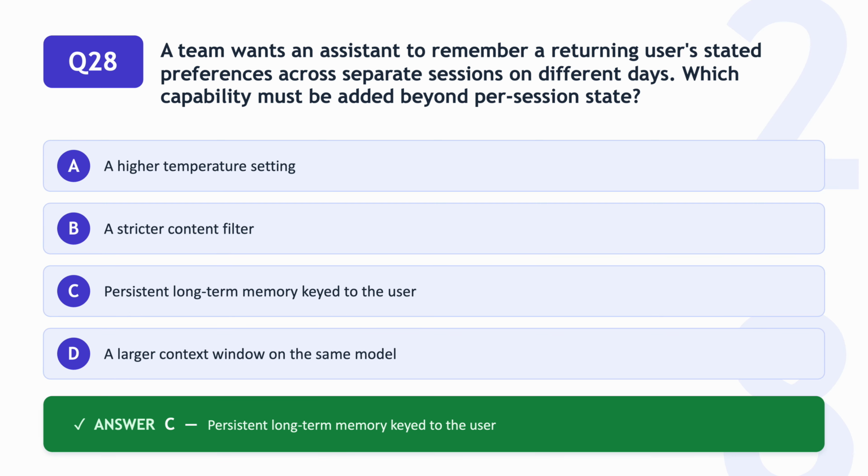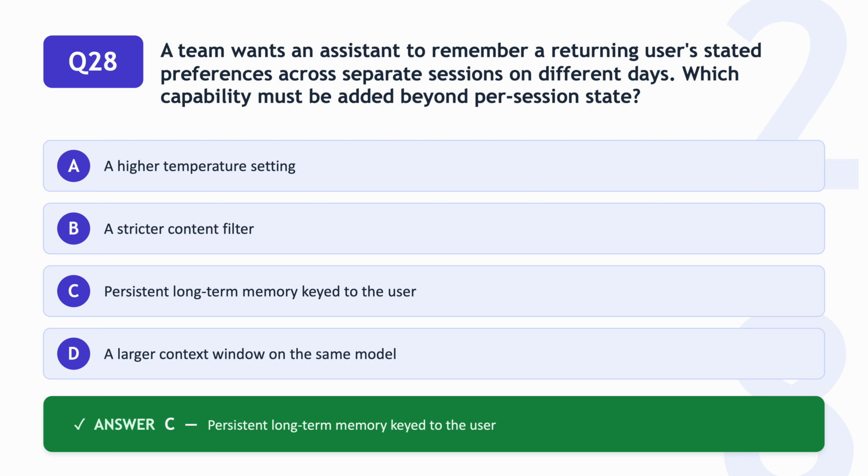Correct answer, C. Persistent long-term memory keyed to the user. Why C is correct? The question says the assistant must remember a user's preferences across separate sessions, on different days, for the same returning user. Session state or conversation history alone is not enough because it typically disappears when a session ends.